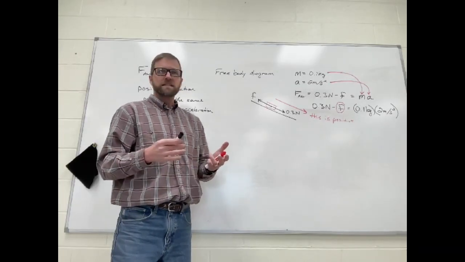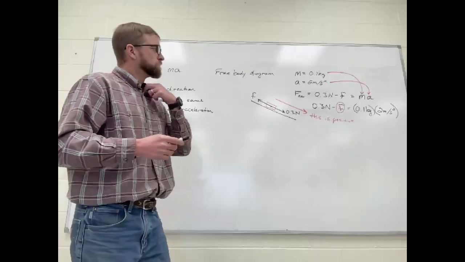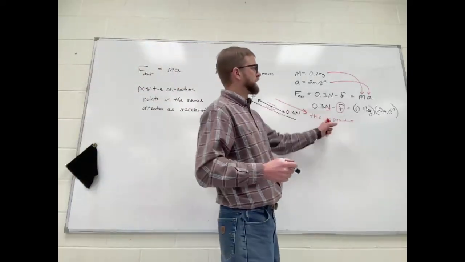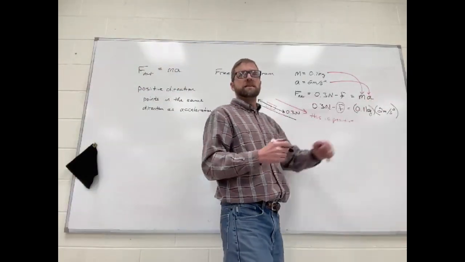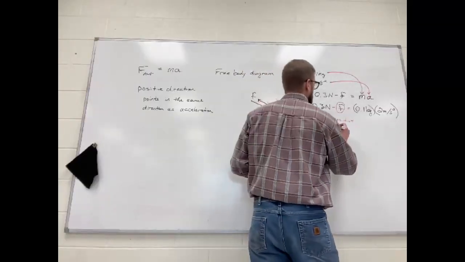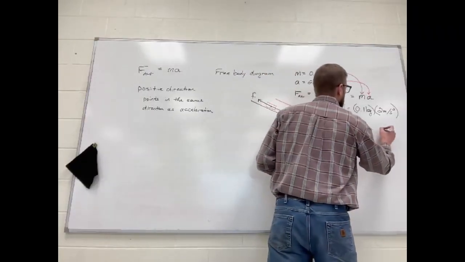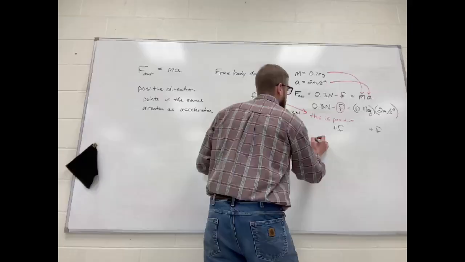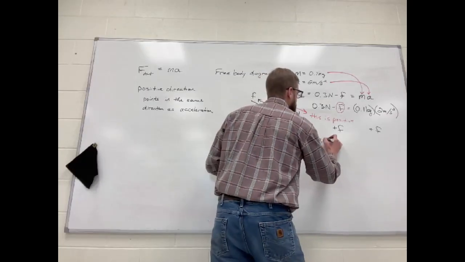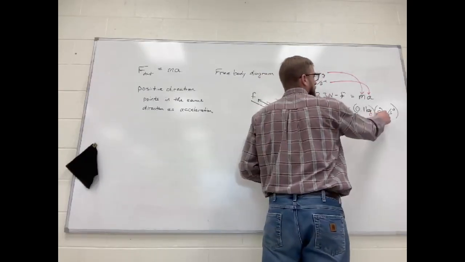I got to get it by itself. So the fact that it's subtracted, we can add it to the other side, right? I can do plus F on both sides. Let's do that. Plus F. And then I have 0.3 newtons equals, and then what's 0.1 times 2?